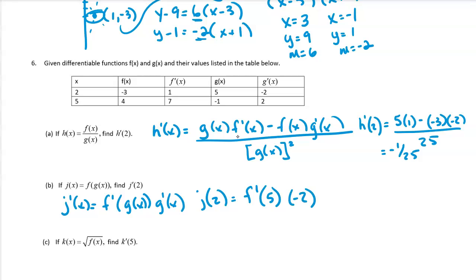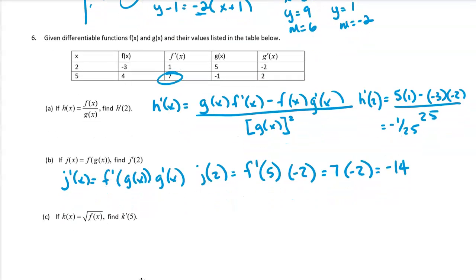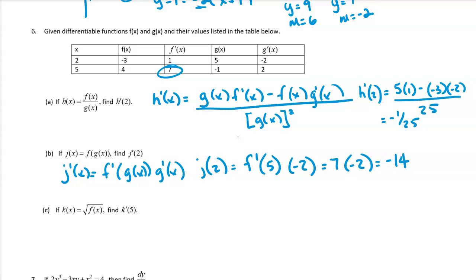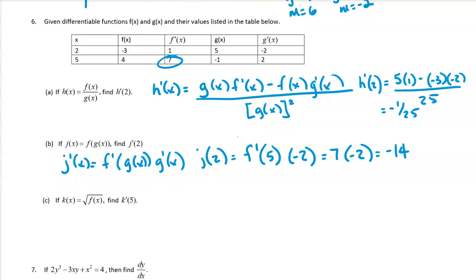Finishing that up, f prime of 5 is 7. So 7 times negative 2. Again, I laughed when I saw people leave that, but again, I gave full credit for the correct numerical equivalent. The last one, again, was chain rule. It just kind of is coming at you with an outside function that's defined square root. So k prime of x is 1/2 f of x to the negative 1/2 times f prime of x.